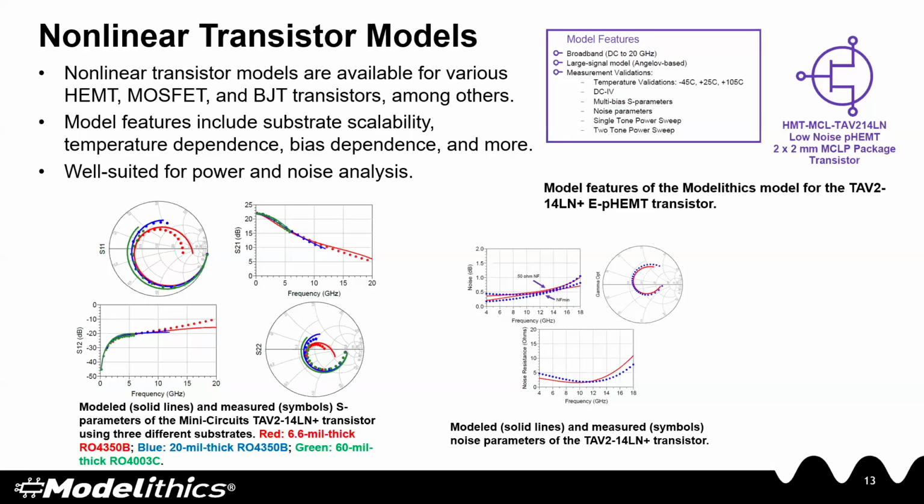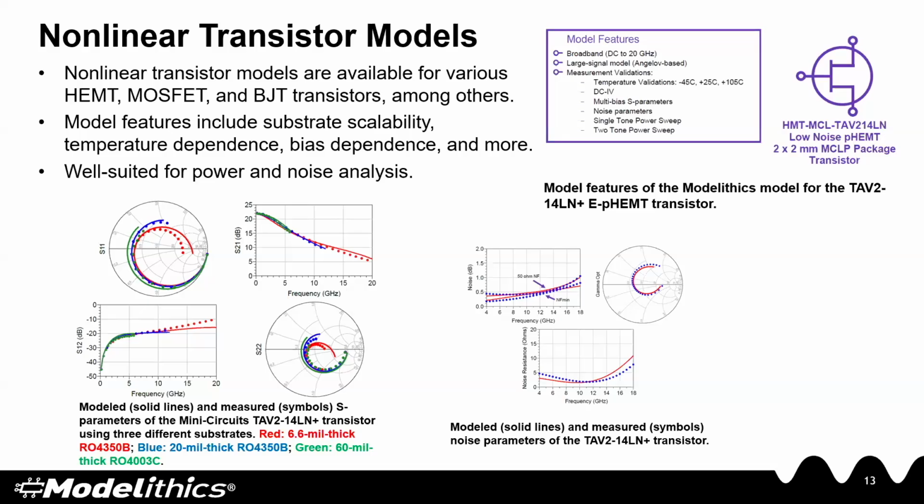On the bottom left, we have the measured and modeled S-parameters for 3 different substrates. Again, the red trace is 6.6 mil thick Rogers 4350B. The blue trace is 20 mil Rogers 4350B. And the green trace corresponds to 60 mil thick Rogers 4003C. And you see how the performance does vary depending on the substrate that you're using.